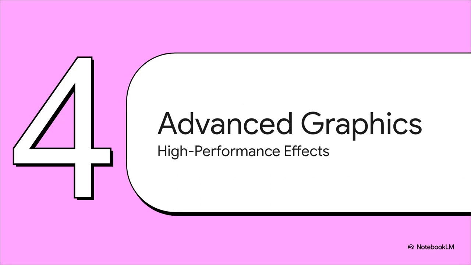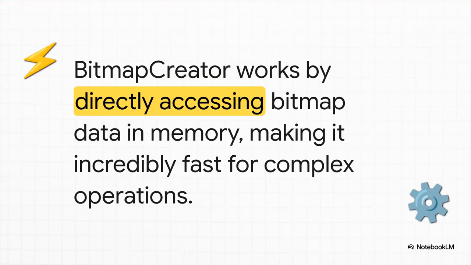Okay, basic shapes are awesome. They get you far. But what about when you need to kick things up a notch? You know, when you need real speed, pixel-perfect control, or those slick professional effects. That's when you bring in the heavy hitter, BitmapCreator. So, what's the secret sauce here? How does it get that speed?